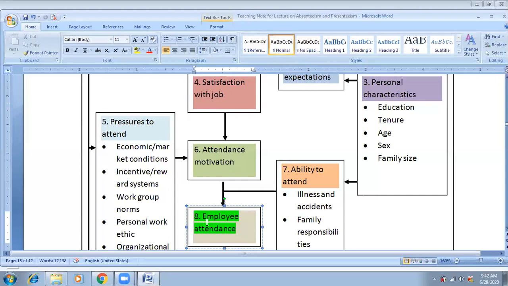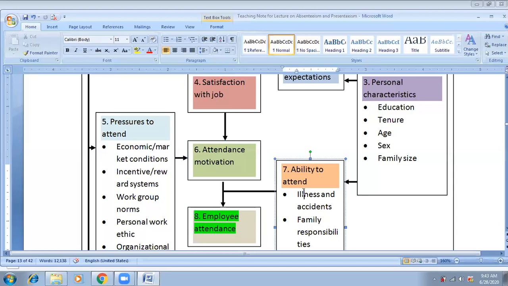Then if I ask this question, how does it happen? In other words, why does increased satisfaction with job increase employee attendance? The reason is attendance motivation. Therefore, attendance motivation is the mediator. So therefore, increased satisfaction with job will increase employee attendance through increased attendance motivation. Understood? Yes, sir. That is the mediator.